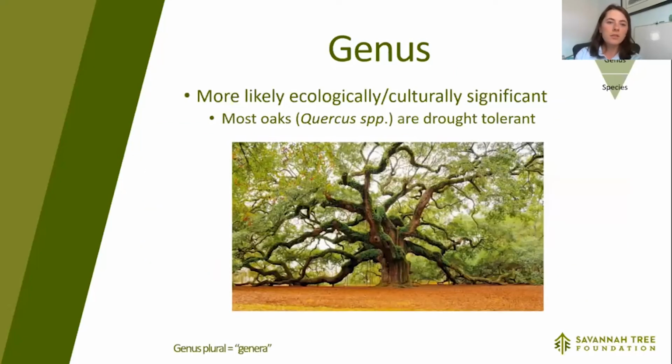So as far as the genus goes, you're getting down to a more specific level, and you have more probability of covering similar characteristics. So it's more likely that the genus is ecologically or culturally significant. For example, most oaks, which are in the Quercus genus, are drought intolerant. And I put Quercus spp. because that is shorthand for species. It is generally used whenever you know that a plant is in that genus, but you're not exactly sure what species it is. And genus plural is genera.